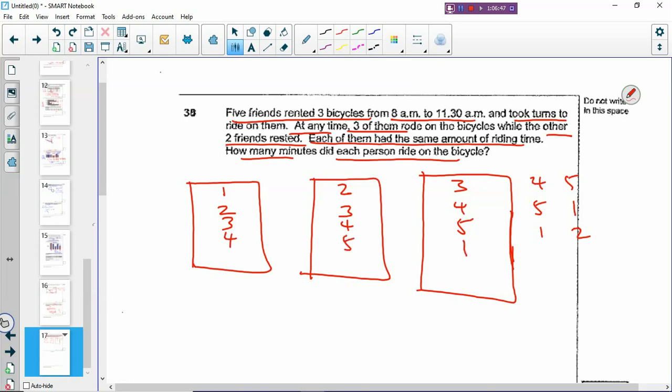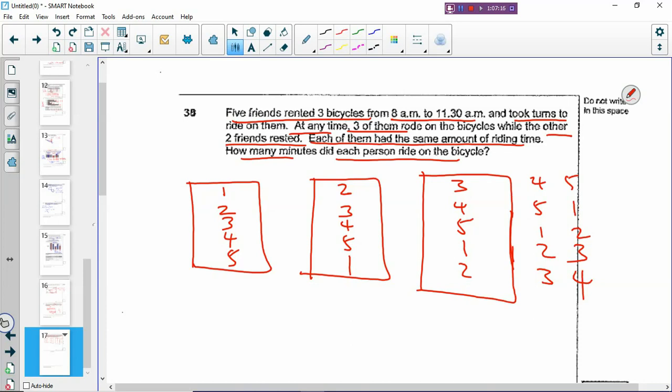So these are the people who are riding, and then the second and the third person resting. And then you have the 5th person, and then the first, second, and third riding, and the 4th resting. So you can see that everybody has an equal number of turns. How do you know? You look at all the rectangles. You can see 5 persons riding on each bicycle, so everybody has an equal number of turns.